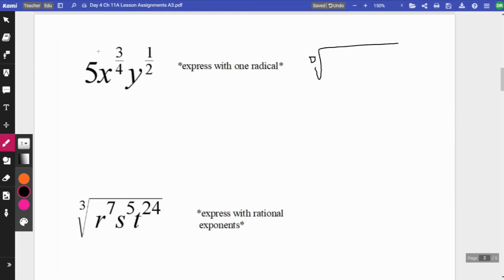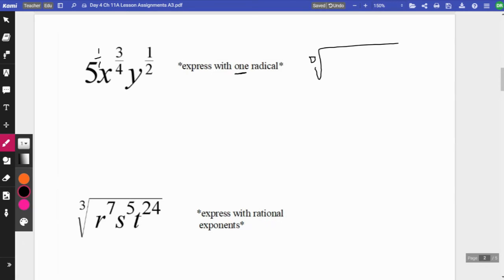So right now, 5 doesn't have an exponent. We can think of it as a 1 or as a fraction, 1/1. Okay, so 5 is just to the first power because there's no exponent, and 1 I can write as a fraction, 1/1. X is to the 3/4, that's okay. Y is to the 1/2, all right? So they have fraction exponents already. That's good. However, if we're going to write it as one radical, we need them all to have the same denominator.